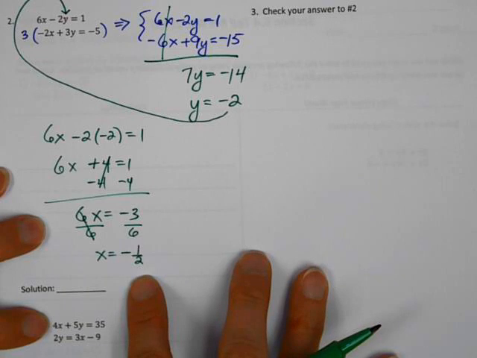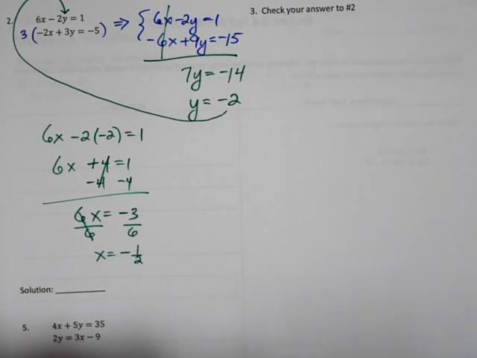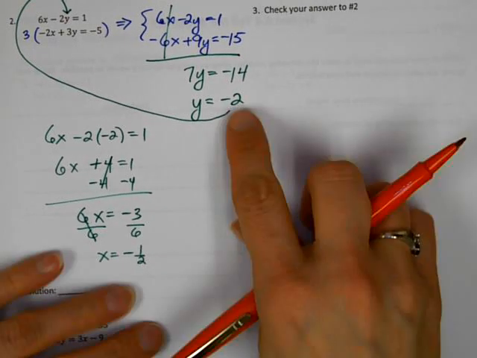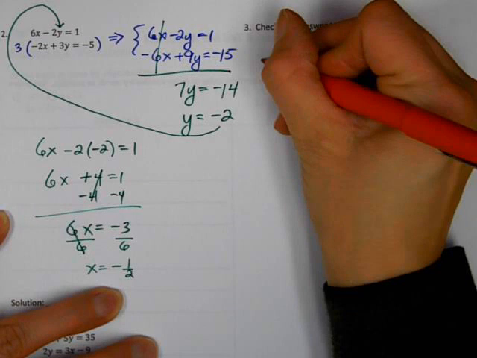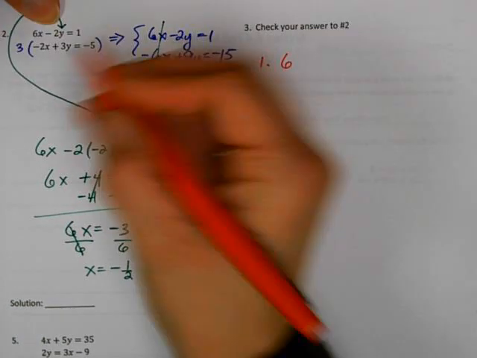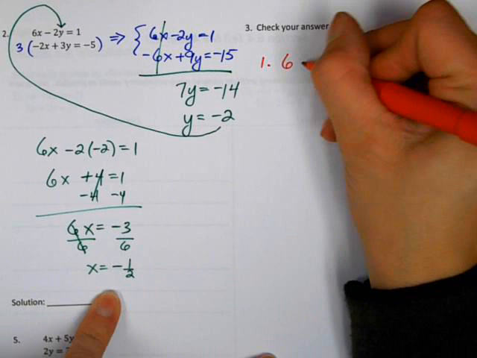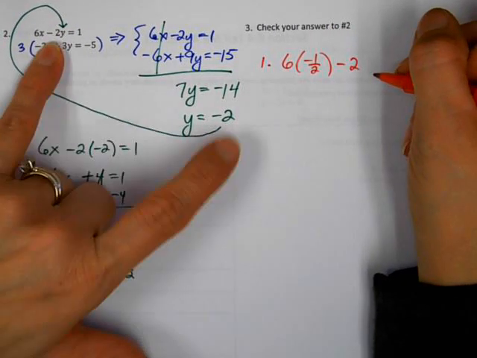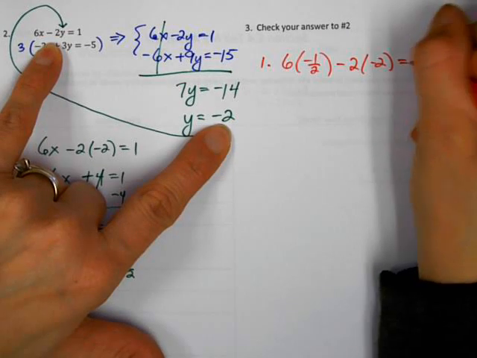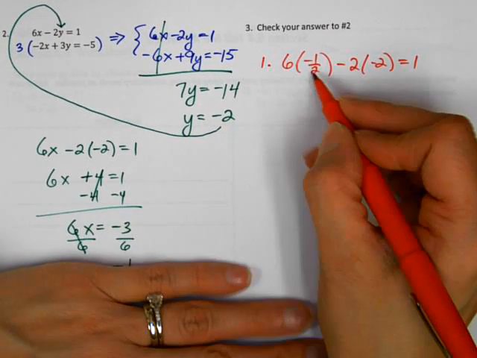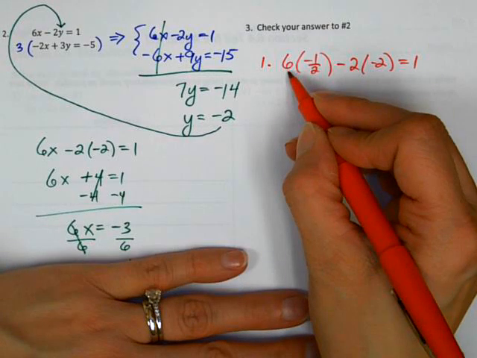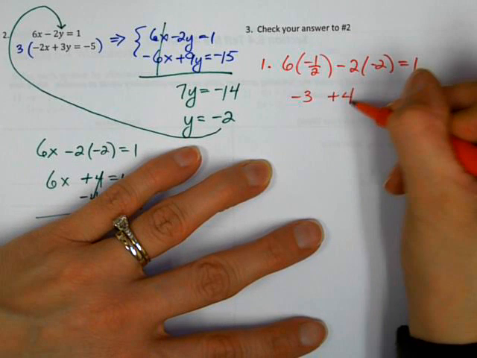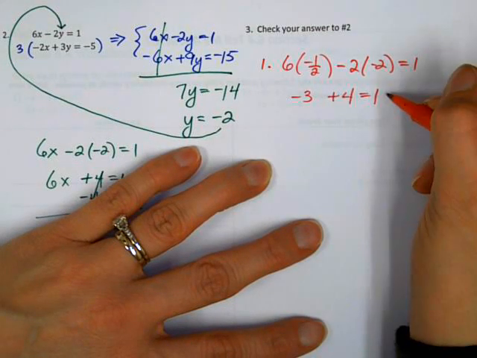Maybe we should check. Let's check our answer here. Okay, so we're going to plug in negative 1/2 for the x and negative 2 for the y. All right, equation number 1. It says 6 times x. My x number is negative 1/2, minus 2 times the y number, which is negative 2. Does that make a 1? Half of 6 is 3, but with a negative. Negative times negative is positive 4. Does 4 minus 3 make a 1?